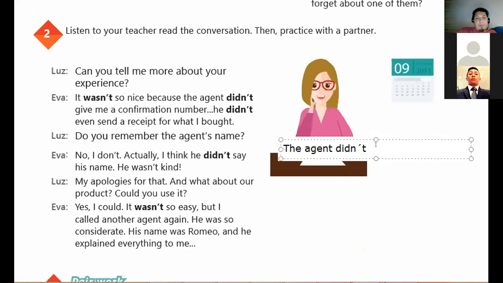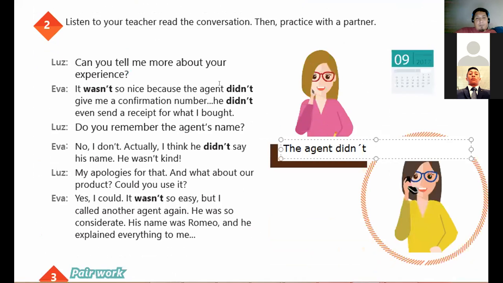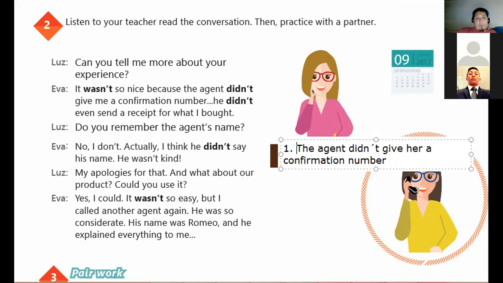Okay? So, the agent didn't give the information. A confirmation number, okay? Didn't give her a confirmation number. These are the didn't column, okay? So next one. What else didn't happen? He didn't send a receipt. A receipt, okay.